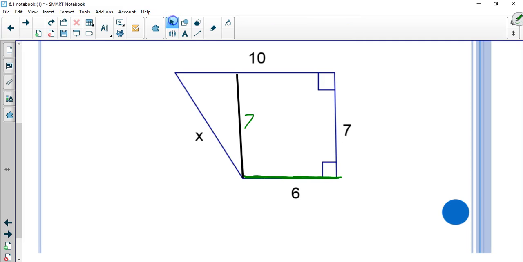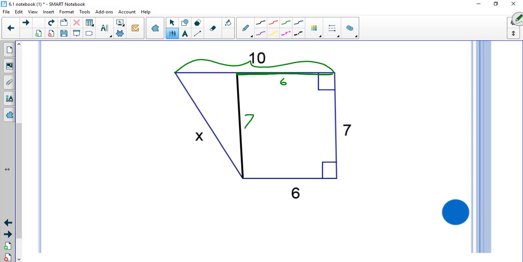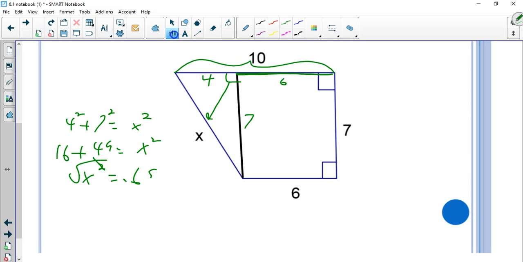So I'm going to take this line, the board is just not being cooperative. Let's see if I can get this to work. I'm going to take this line and drag it up here, which means this piece right here is 6. Well, if the whole thing is 10, and this piece is 6, that makes this 4. And now I have my right angle. There's my C. So 4 squared plus 7 squared equals x squared. 16 plus 49 equals x squared. X squared equals 65. And square root both sides. And I get x is equal to 8.062. So 8.06 or 8.1, depending on where you're asked to round. And that's it.